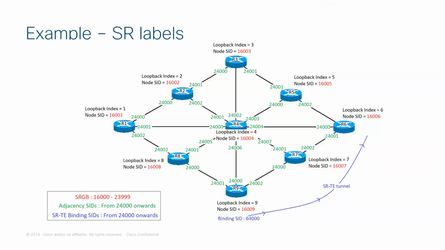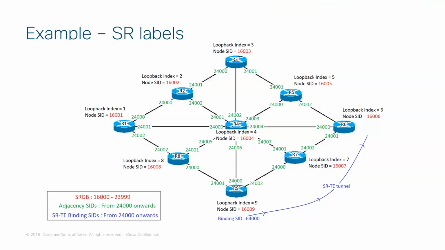Coming back to this, the best path is R1, R4, R6, but you want traffic to go from R1 to R8 and then from R8 let it go to R6. In this case, I just need to add one extra adjacency SID to go to R8. From R8 it can take the best path and go to R6. Two labels are enough. Suppose there is a requirement for more than 11 labels, then it will drop it.